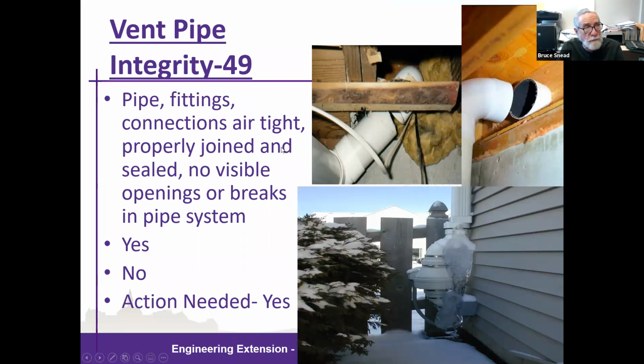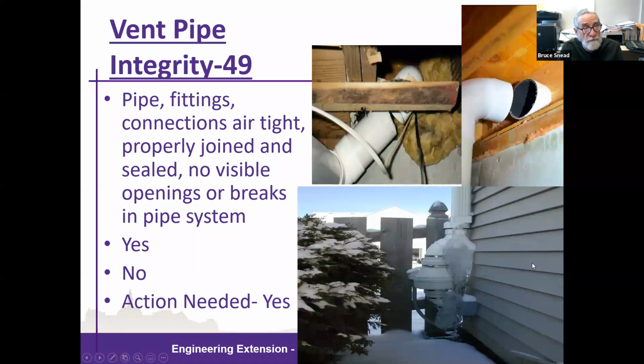Is the pipe configured and installed properly so it's airtight, as sealed, and has no visible openings or breaks? And you can see examples here of pipe that was not sealed, not glued, that were identified in inspections. And one where water leakage obviously occurs in a cold climate, creating these icicles and ice formations around the fan in the lower photo.